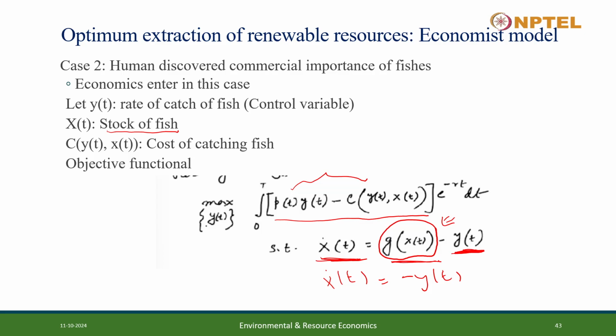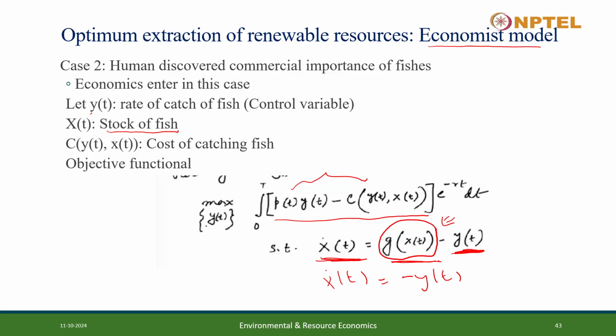Move forward. Now, let's say we have optimum extension of renewable sources in the economist model. Before, we had the biologist model. Now we have the economist model. Humans discovered the commercial importance of fishes, and economics enters into this case.